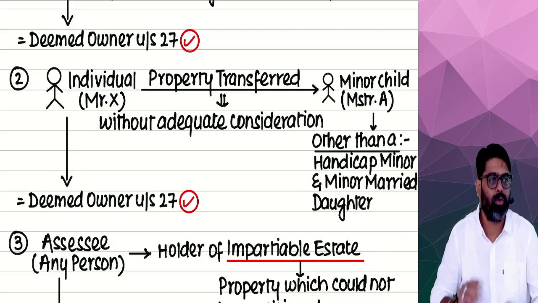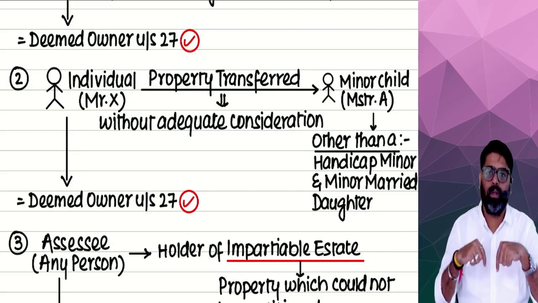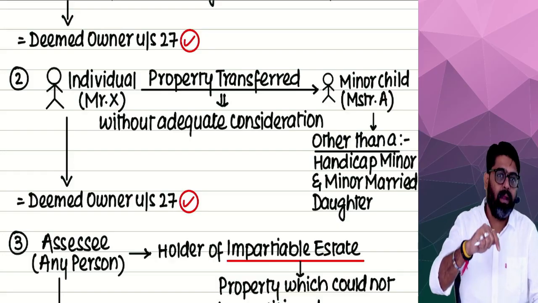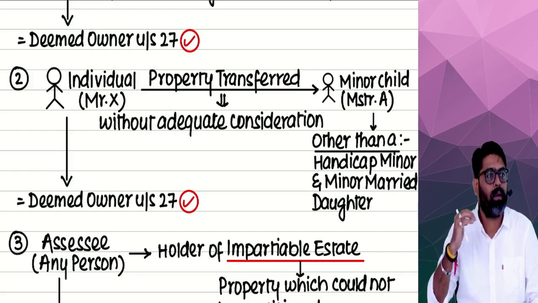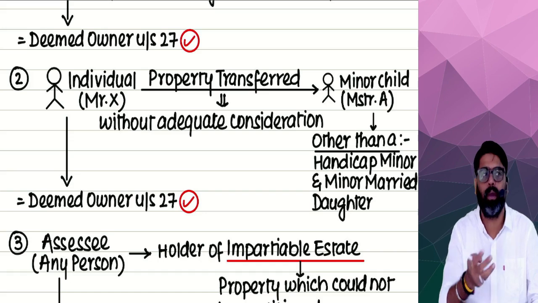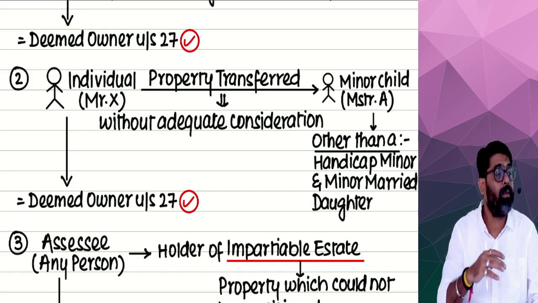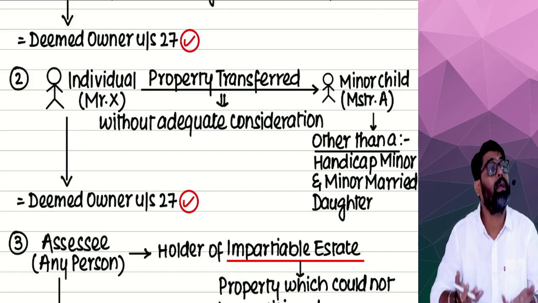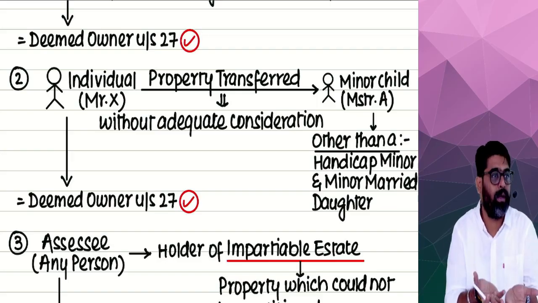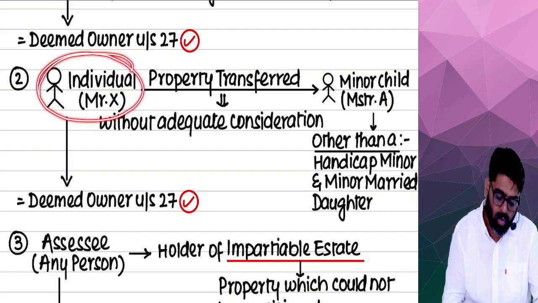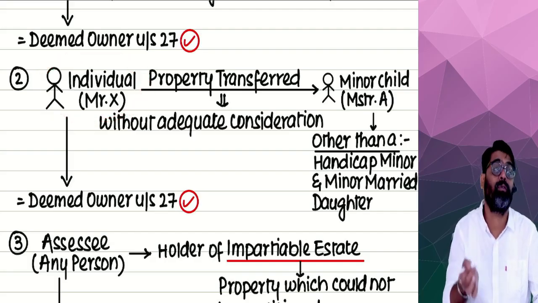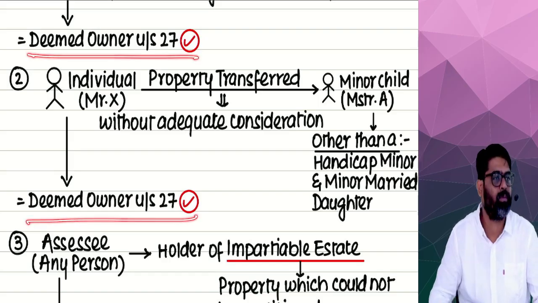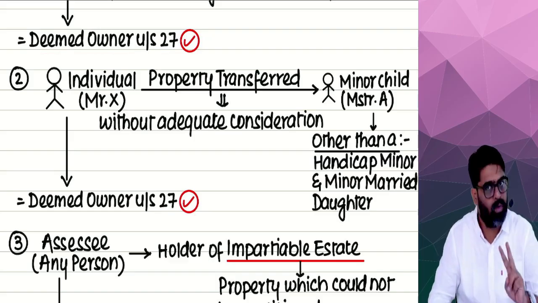Getting my point? So two cases. Number one, if an individual is transferring the property on the name of spouse without taking adequate consideration and without an agreement to live apart, or that individual has transferred the property on the name of minor child without taking any consideration, then in both these cases the transferor individual, even if he is not the owner of the property, for the purpose of charging the income of this property in his hands, will be deemed as owner of such property. Got it, sir? Two cases clear.